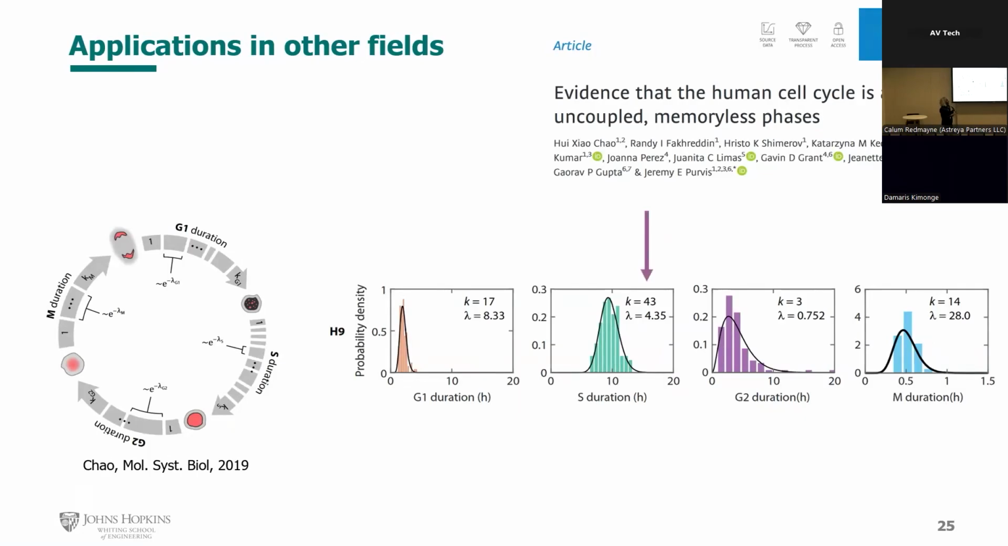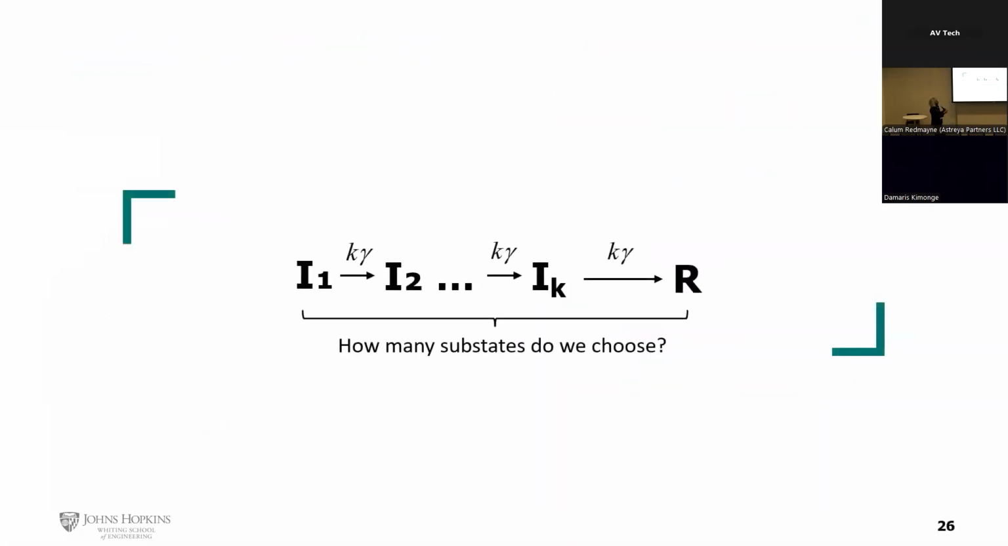But what caught our eye was the fact that sometimes you do get a really high number of states, like k equals 43, which is, I mean, you don't want to be putting 43 different equations in your whole model just to capture an accurate waiting time. So another question we had was, how low can we go on the number of k while still capturing that time distribution? That was the second mid goal that we were working towards.